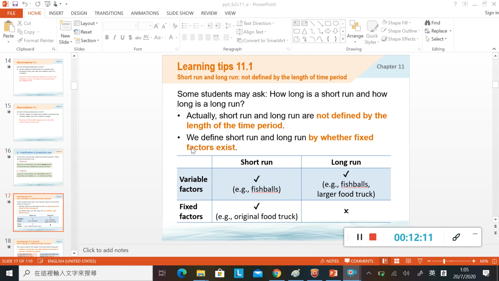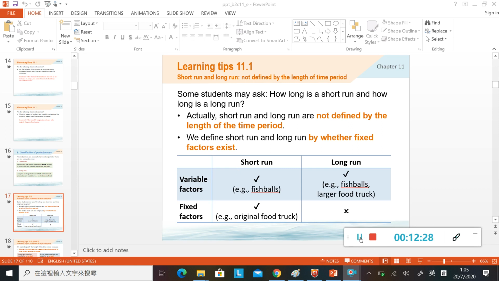long run by whether fixed factors exist. We do not define it by the length of the time period, but by whether fixed factors exist. If there are fixed factors, then it is short run. If there are no fixed factors, then it is long run.